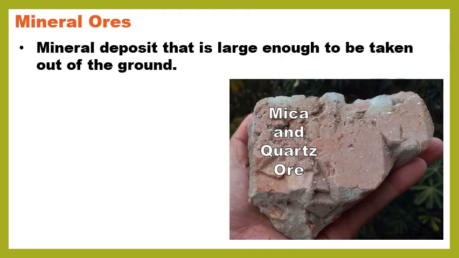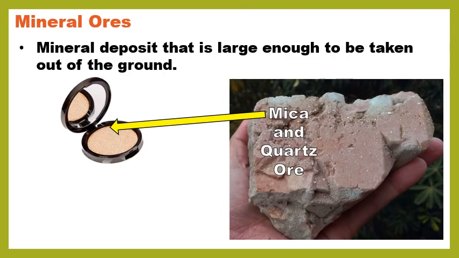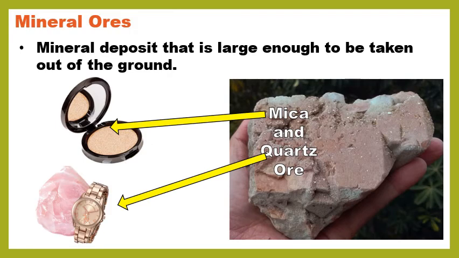So this specific ore has two minerals. Mica, if you remember, that's the ingredient in highlighter and shimmery makeup. And quartz is this really pretty rose stone that's used for jewelry, and it's often used to make fashion watches.